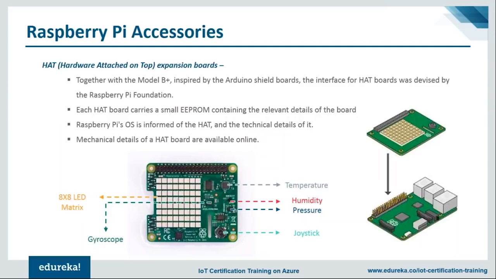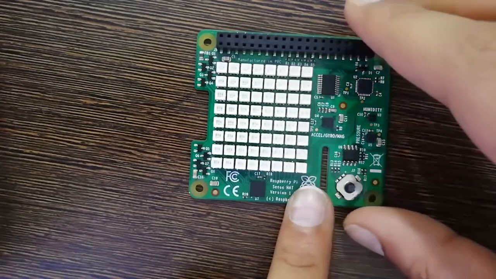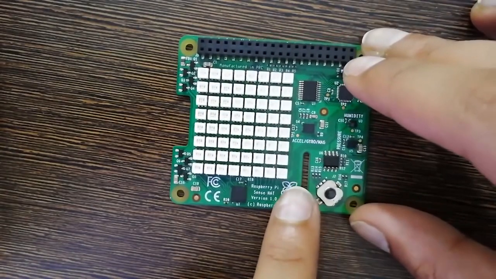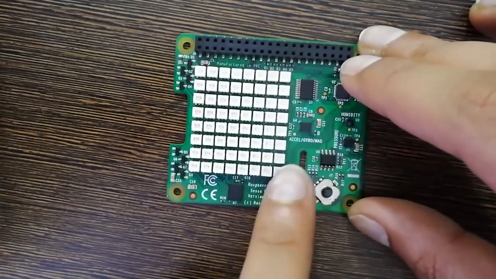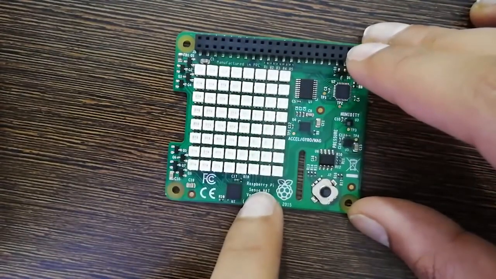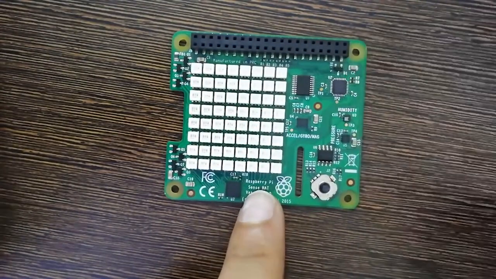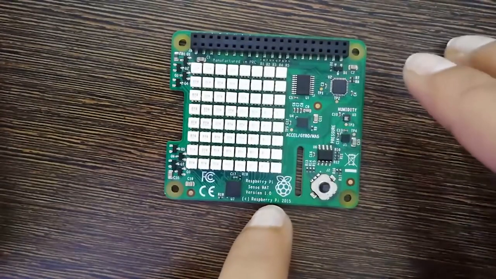So let me just switch over and show you the SenseHat component as well. And okay, so here you can see the SenseHat. Now how it is slightly different from the other accessories is because it's got an 8x8 LED matrix present here, which can be used for displaying various things. And we will also be seeing how you can display this as well.